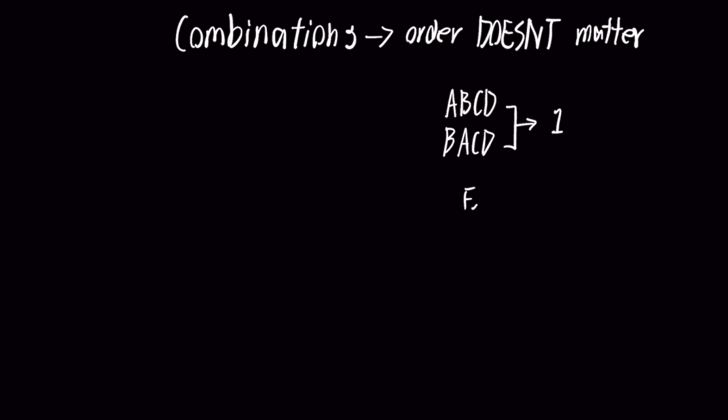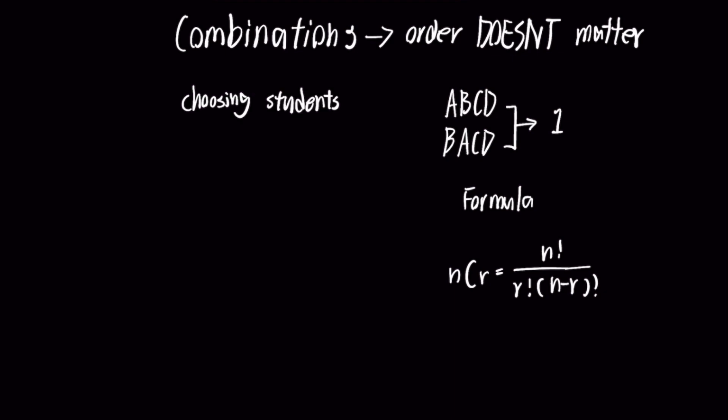So let's look at the formula for combinations. The formula for combinations is nCr equals n factorial over r factorial times (n minus r) factorial. Okay, so let's do an example. A great example for combinations would be choosing students. So we've got A, B, C, D, E, F. So we have 6 students. That means that n equals 6.